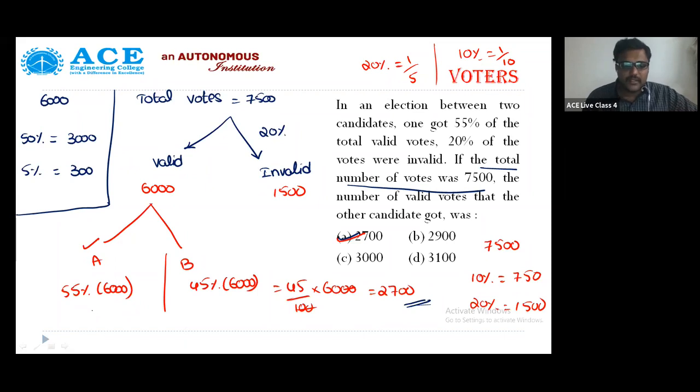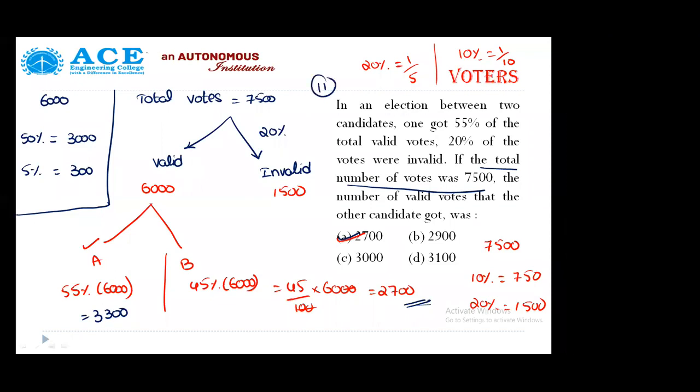This candidate got 3,300. 55%, right? Adding these two will get 55, 3,300. Remaining votes is B. Got it? Fine. Now let's see about next question, my dear friends. Hope you understand this.